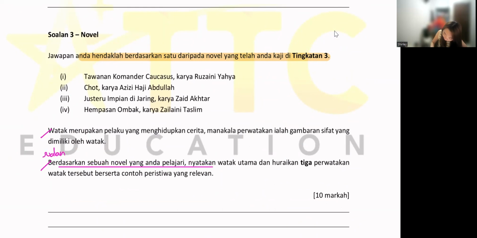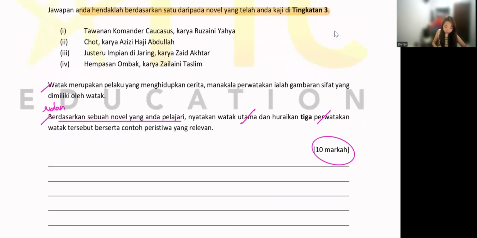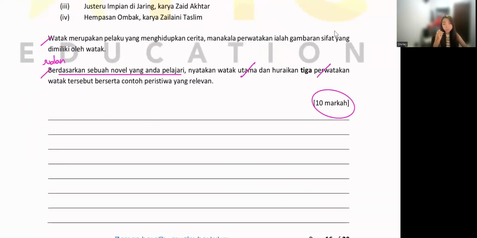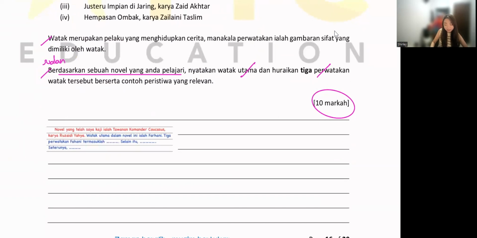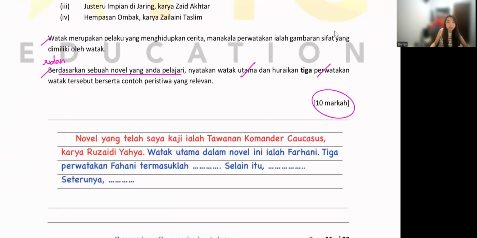Berdasarkan sebuah novel yang anda pelajari, nyatakan watak utama, tiga persoalan, 10 marks. Okay, what is really important here is that you will need to include the name of the novel and also the author's name. Because if you never write the sentence out, then there is a probability that your teacher has the right not to give you any marks for this part, because they already mentioned berdasarkan sebuah novel yang anda pelajari. So this sentence is compulsory. It is very, very important to write out the novel name and the author. Then only you start on the questions.